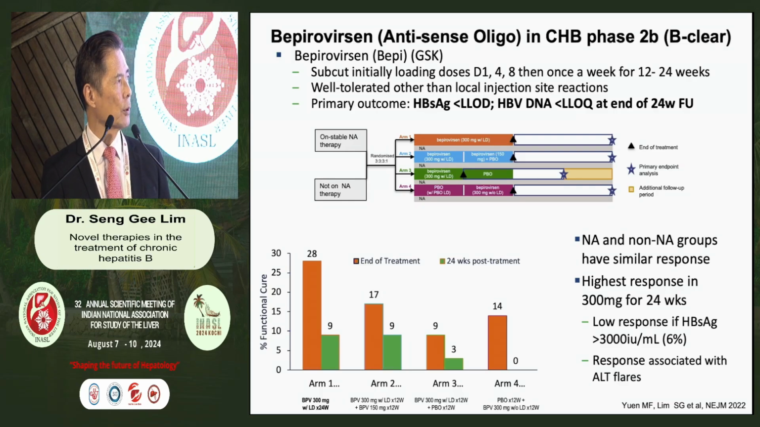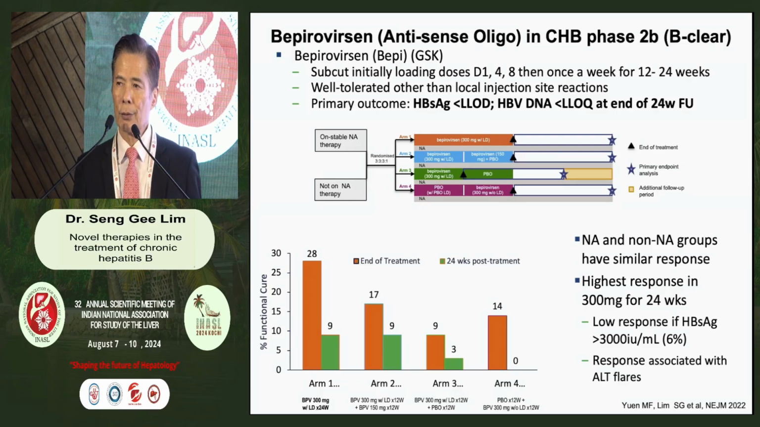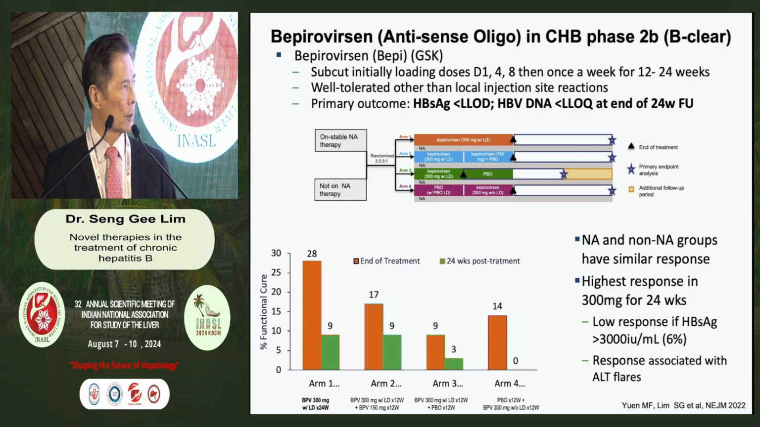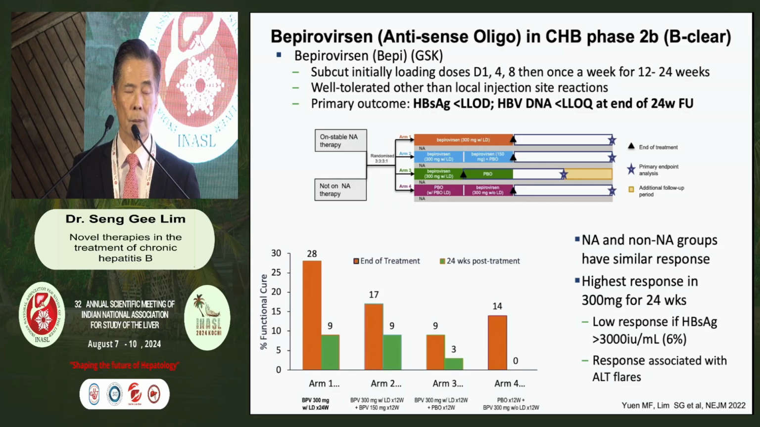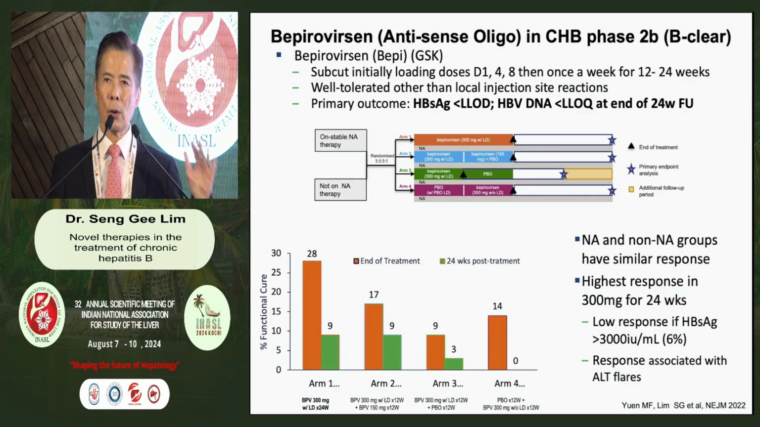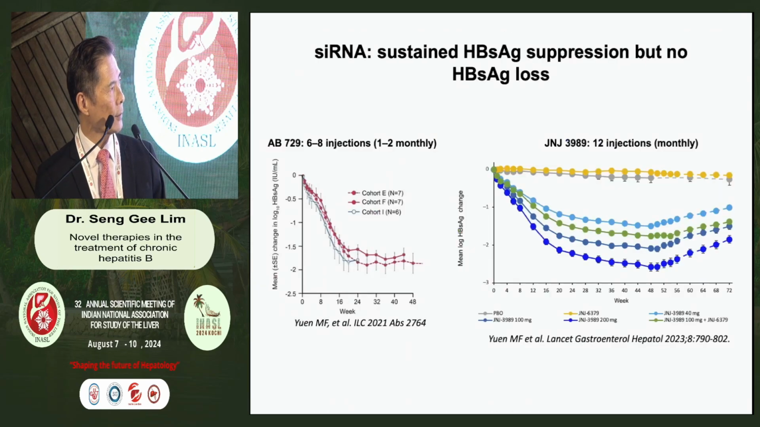And in fact, the patients who are not on nucleoside analogs had actually a similar response. So nucleoside analogs didn't add any benefit to the activity of bepirovirsen. They found that if your S antigen level was less than 3,000, your rate of loss of S antigen was as high as 25%. So a low S antigen level seems to be more efficacious than a high S antigen level.